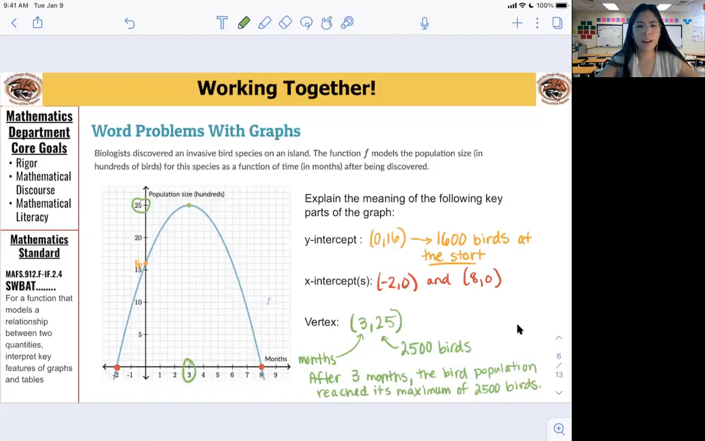Okay, and now x-intercepts. So those are a little bit more interesting, right? Because I have 2 x-intercepts. Well, let's talk about that. Can I use both of them?